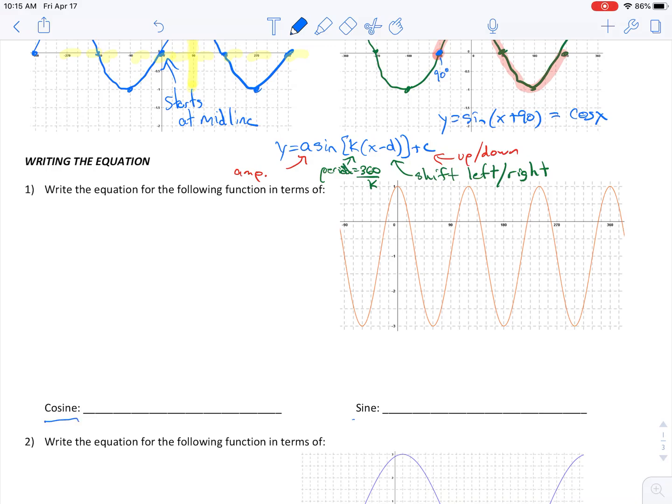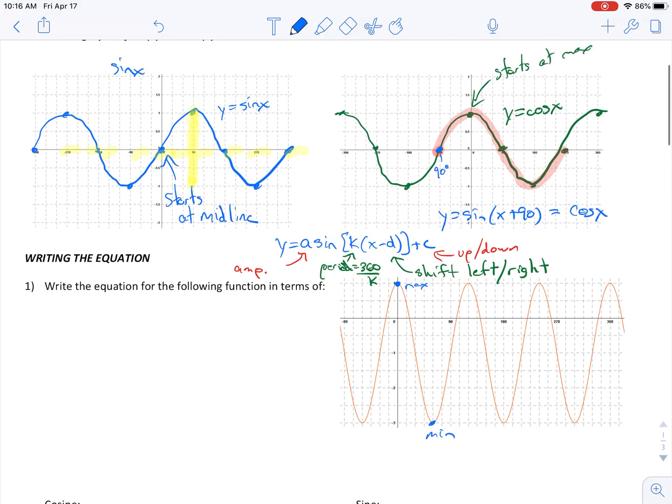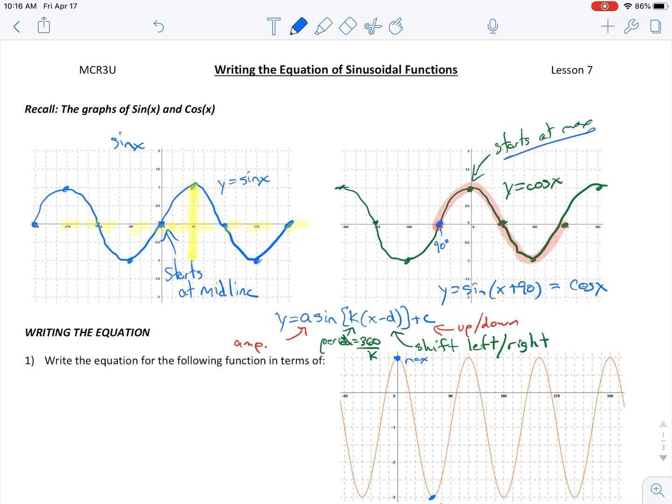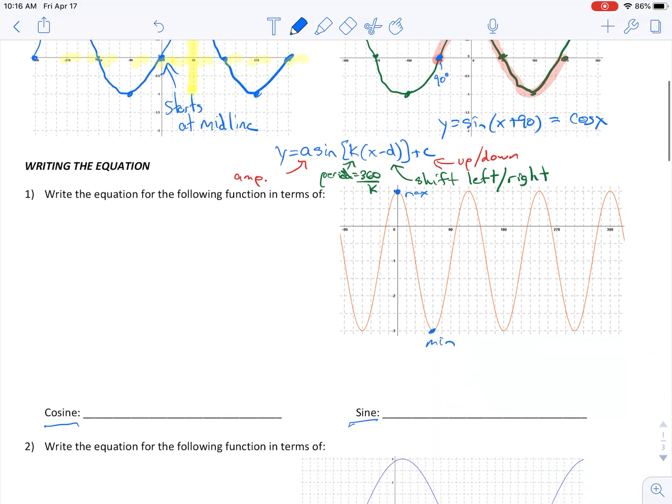So if you look at this one here, what we're going to try to do is write the equation in terms of both cosine and sine. So when I look at this function, notice it starts at 0 right at its max. So here's my max, and there's my min. So we're going to need to know that information. So if it starts at its max, like here, that is like cosine. So let's start with the cosine equation.